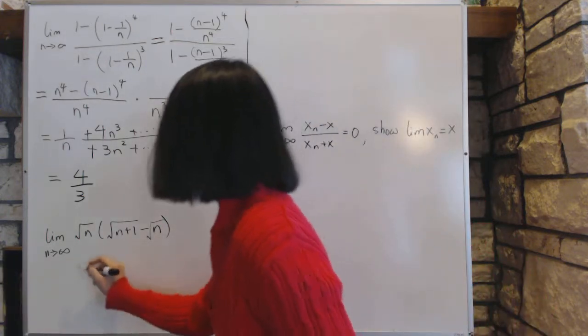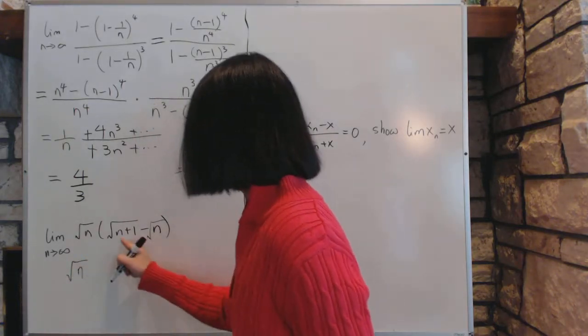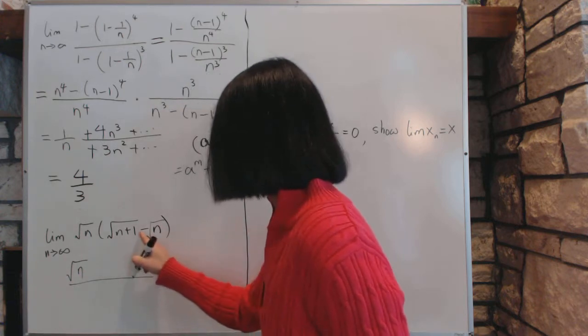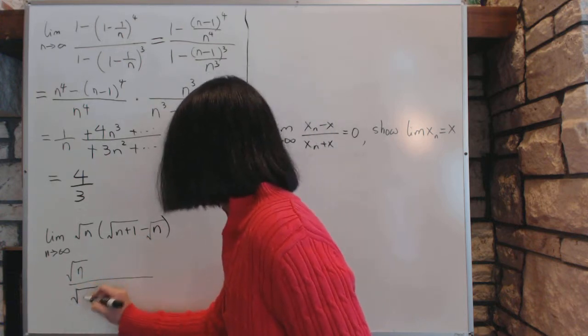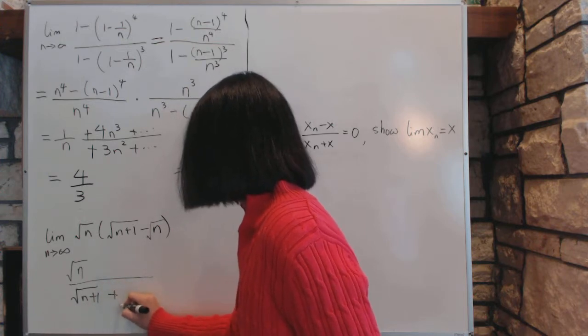To rationalize it, we have the square root of n divided by the plus sign. To rationalize, we'll multiply and divide by the plus 1 and plus the square root of n.